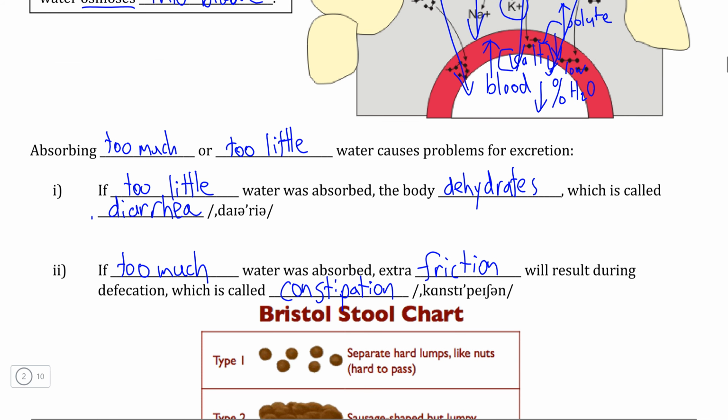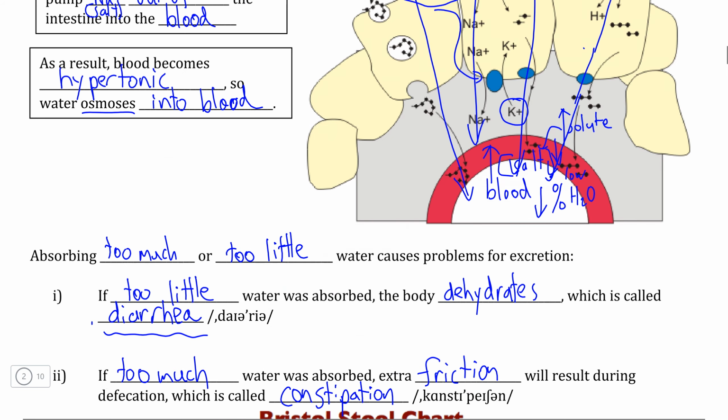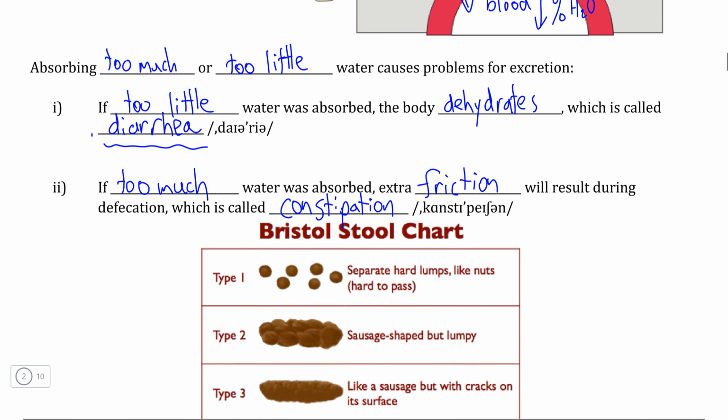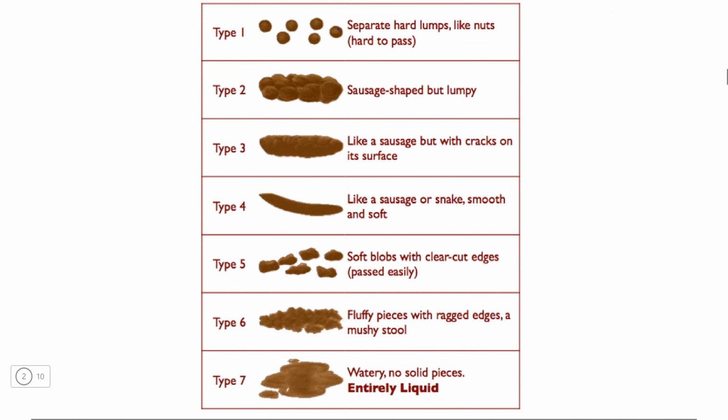So if you had to choose between constipation or diarrhea, the correct answer is don't pick either of them because they are both bad in different ways. Although diarrhea more than likely is going to be more lethal than constipation because it results in an abnormal amount of water that is lost. Which brings us to the stool chart that we see here.